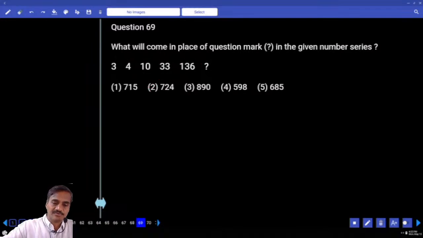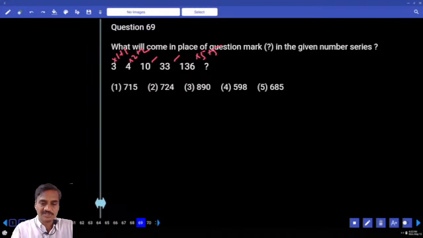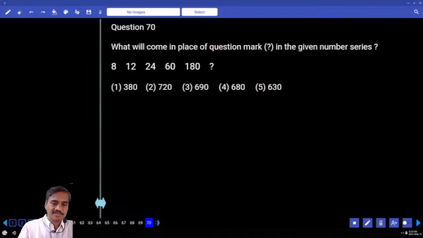Then next one, 3 and 4. Now 3 into 1 plus 1. 4 into 2 plus 2. Into 3 plus 3, into 4 plus 4, into 5 plus 5. Now 6 into 5 plus 5, last digit is 5. And last digit is 5 among these. Then what is your answer here? And 680.